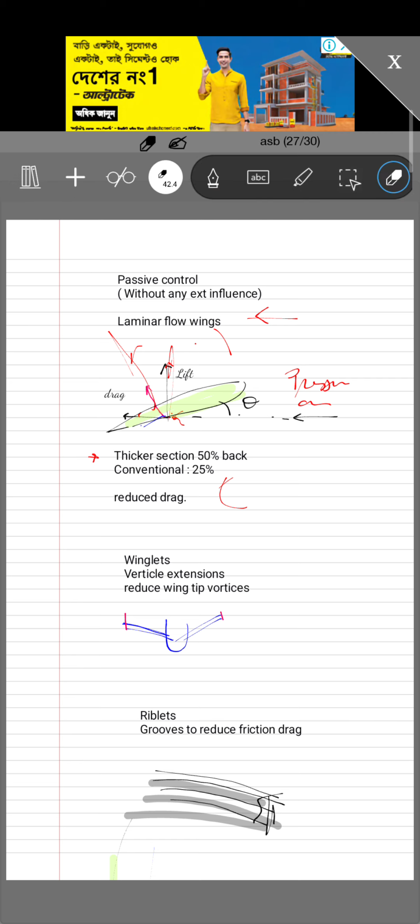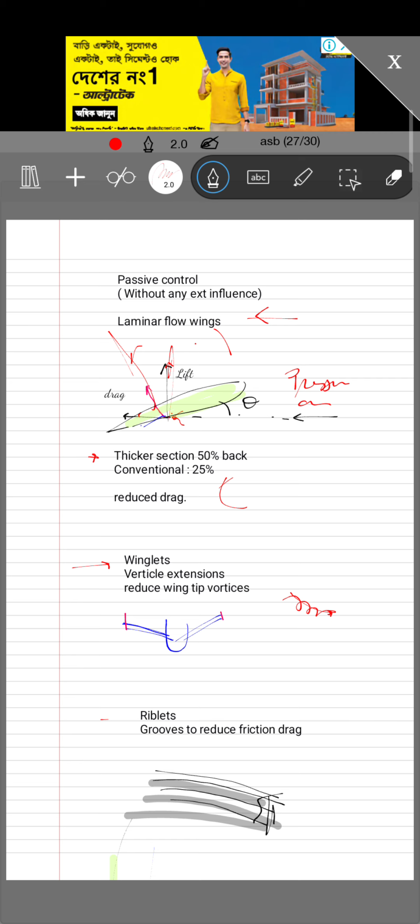Another way of achieving turbulence stability is by using winglets. Winglets are nothing but vertical extensions from the wing end. These winglets reduce the vorticity. Vorticity means the rotation that one can have when moving through a fluid.